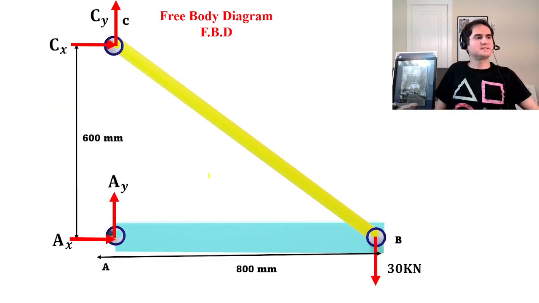The very first step in such a problem is drawing a free body diagram, which releases the supports and just shows the effect of forces on the structure. So that's how we see the x and y components at the reactions, Cx, Cy, Ax, Ay, and the concentrated load from the problem statement at pin B.